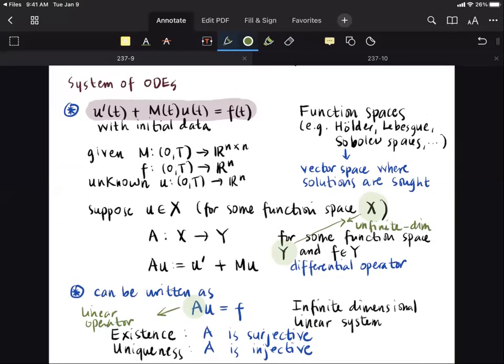So this is the scenario where linear operators can appear. You can think of the function spaces that we have discussed as the vector spaces where the solutions are sought. And if you want to translate the system of ODEs, you can write it with respect to some linear operator as an infinite dimensional linear system. So you can think of A as, loosely speaking, an infinite dimensional matrix here. And you want to solve this linear system. And for existence and uniqueness, you need that A is both surjective and injective.